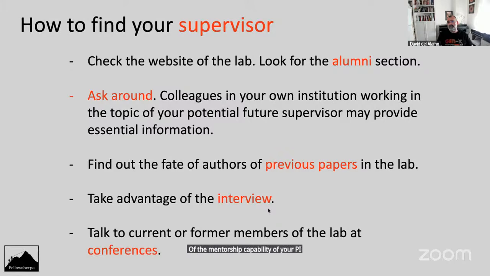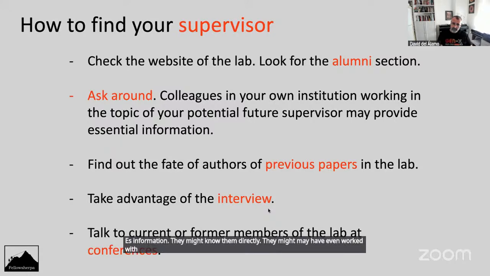Ask around colleagues in your own institution that work in the same field. For example, if you're moving to a different field, they can help you with identifying your future supervisor. They provide essential information. They might know them directly. They may have even worked with them. So it's a very good source of information.